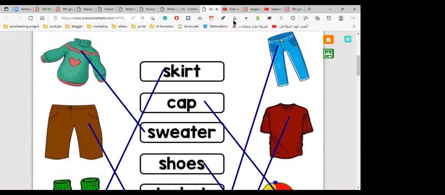So these are some of the clothes that you can have. And now we are going to learn how to express and say that you are dressed. Let me share with you.